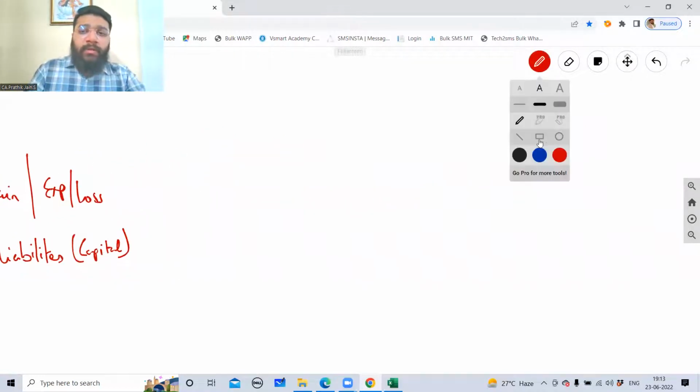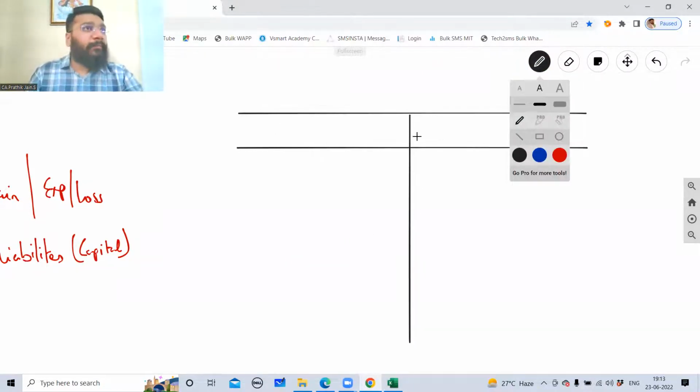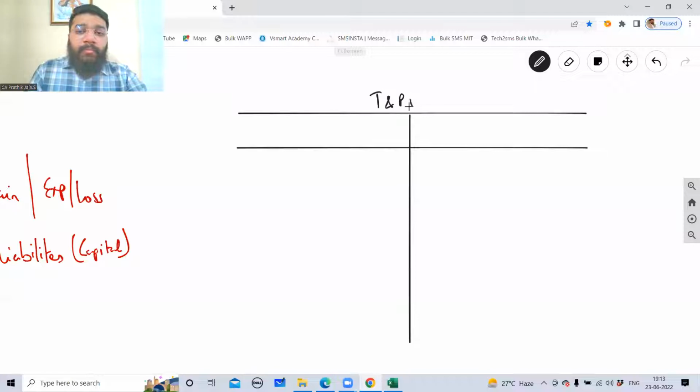So if I have to just give you an outline about the format of trading and P&L account, just for knowledge purpose, this is your trading and P&L account, which is a T-shaped format. This is left hand side. This is right hand side. This left hand side and right hand side will be replaced in future by the words debit and credit. I haven't put debit and credit because I haven't taught you what is debit and credit yet. So on the left hand side you record all your expenses and losses. On the right hand side you record your income and gains.